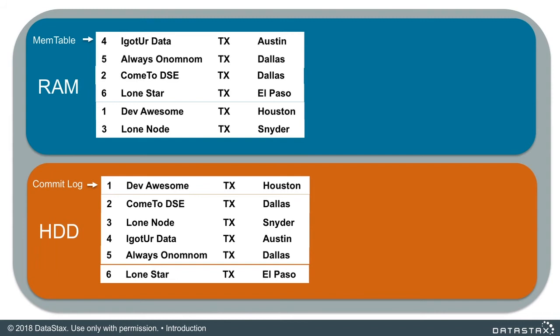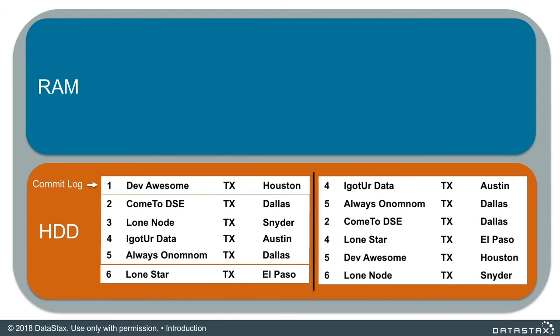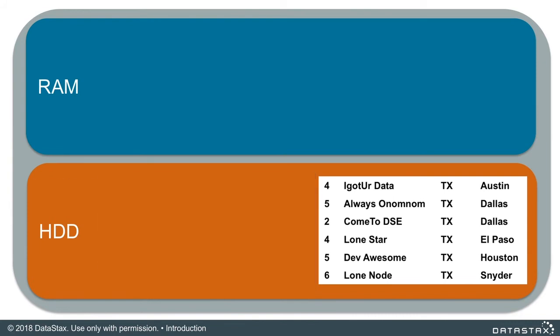So what Apache Cassandra does is flush it down to the hard drive. At that point, we no longer need the commit log. All of the data is durable on the disk since Apache Cassandra wrote it down to disk. This new data structure is called an SS table, stands for sorted string table.